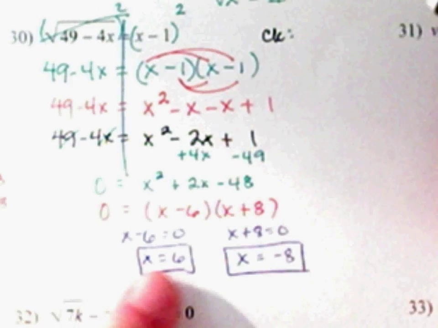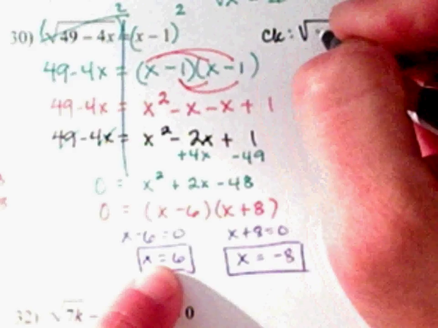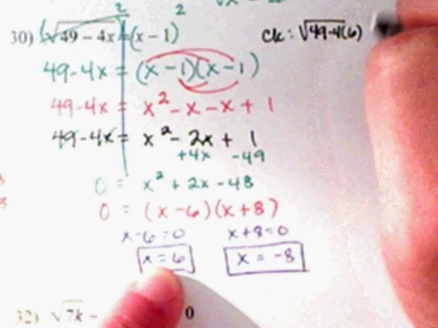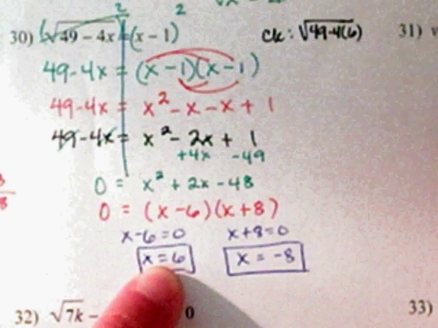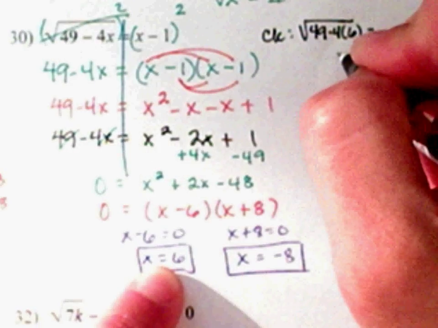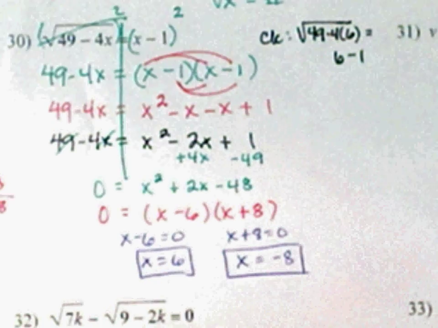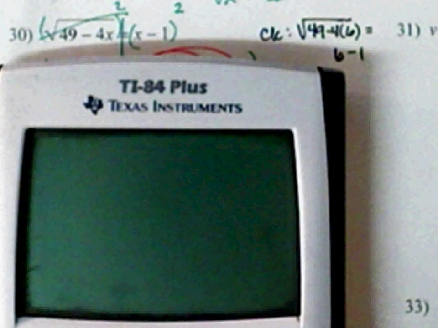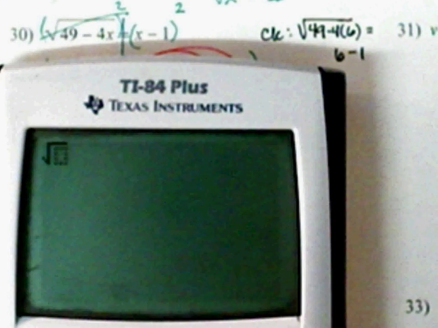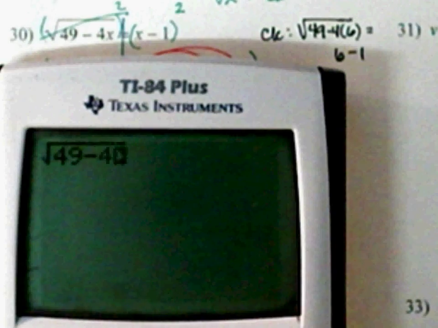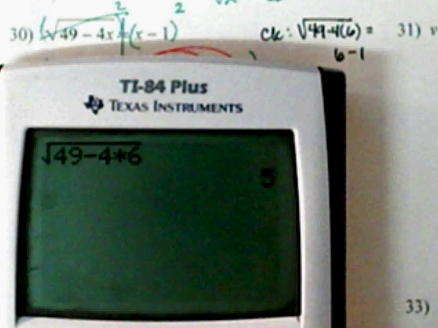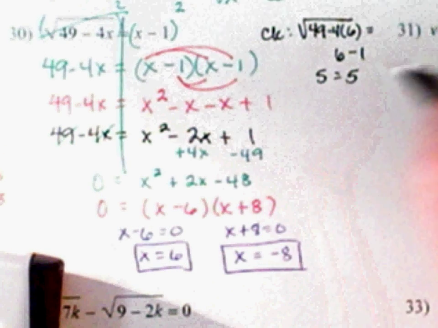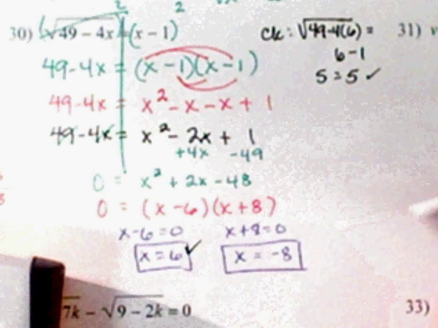Check. Let's look at 6. Square root, right? 49 minus 4 times 6. See that right there? Should equal 6 minus 1. Well, I'm going to use my calculator to help me, so I don't have to do all the work. So, square root of 49 minus 4 times 6, that comes out to be 5. 6 minus 1 is 5, so is that true? Yes. So here's one of your answer choices.